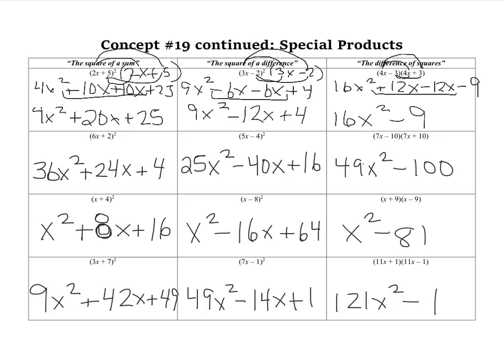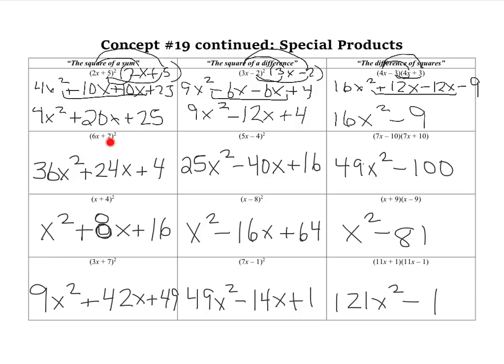So if you look at the middle terms, what do you notice about the middle terms here? Well, this middle term was 20x. What can I do to this problem to get 20x? And what can I do to this problem to get 24x? And what can I do to this to get 8x? Well, what you're doing is you're taking the two terms that are in the problem and multiplying them together. So 2x times 5 is 10x. And then look, I'm doubling that to get 20x.